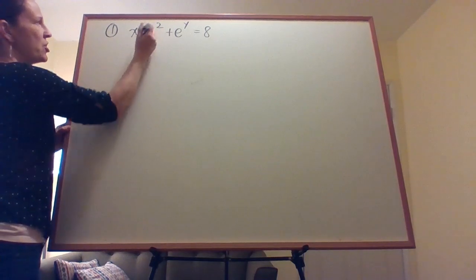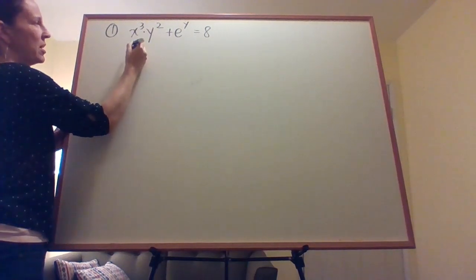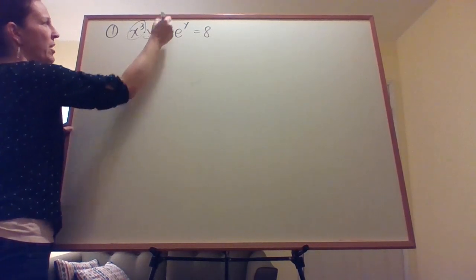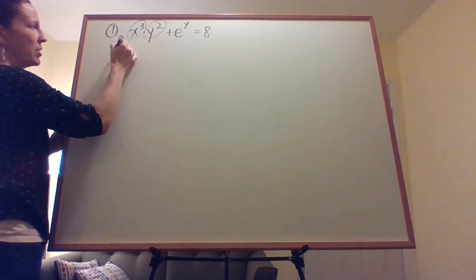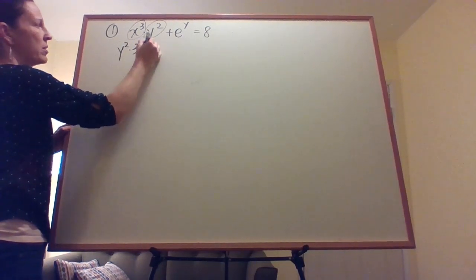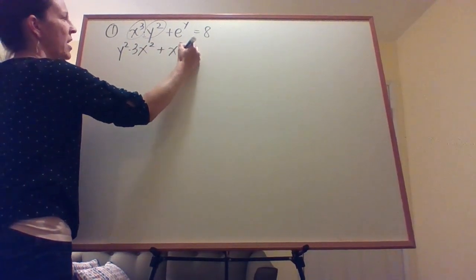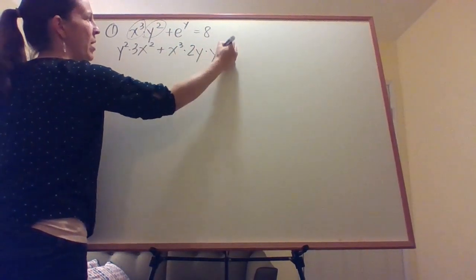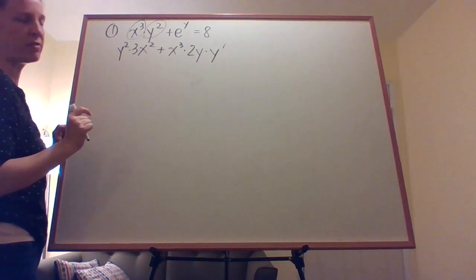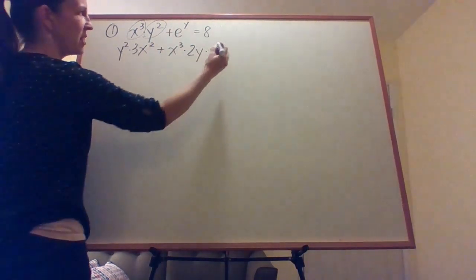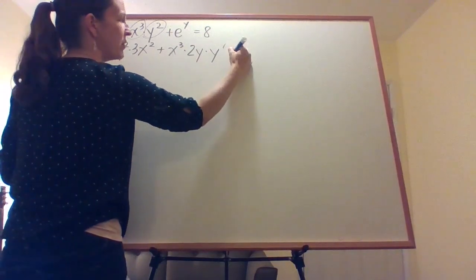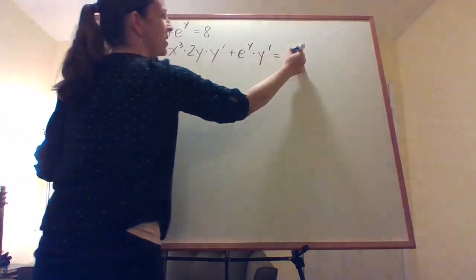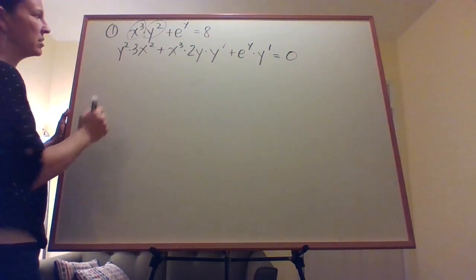So if I'm going to differentiate x cubed y squared, this is a product. x cubed is my f, and y squared is my g. So I'm going to do g times f prime plus f times g prime, and since it's y squared, this is 2y times y prime. Then plus the derivative of e to the y, which is its separate term. Derivative of e to the y is e to the y times y prime, and the derivative of 8 is 0 because it's a constant.